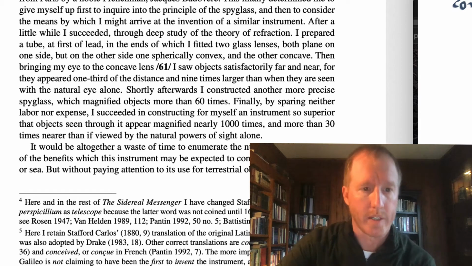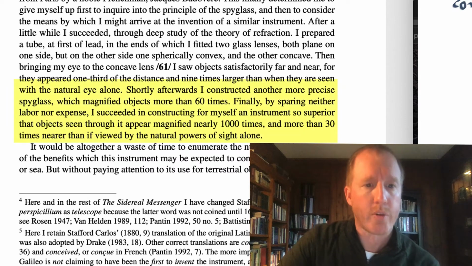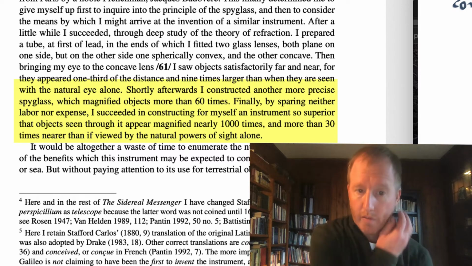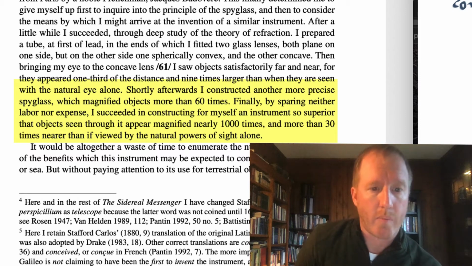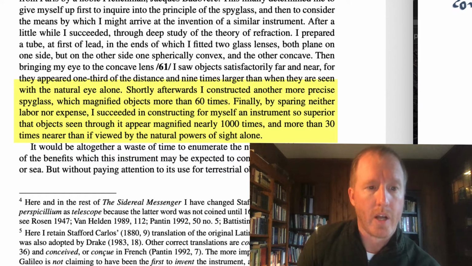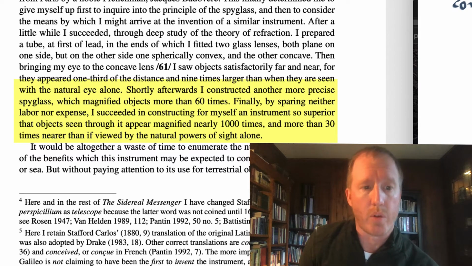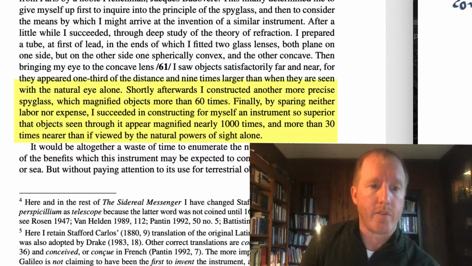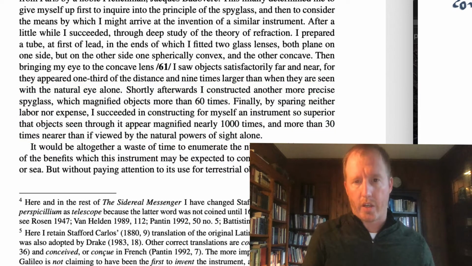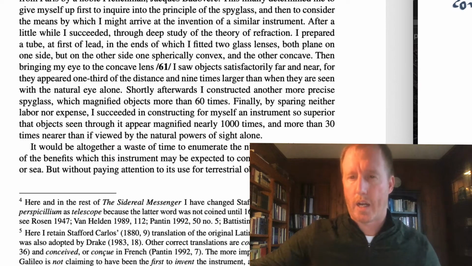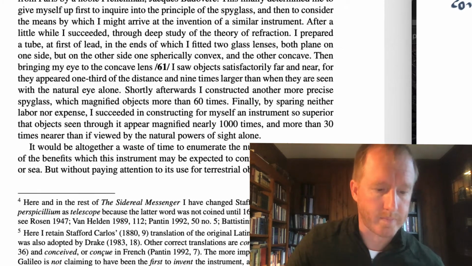Let me continue reading. Shortly afterward, I constructed another, more precise spyglass, which magnified objects more than 60 times. Finally, by sparing neither labor nor expense, I succeeded in constructing for myself an instrument so superior that objects seen through it appear magnified nearly 1,000 times and more than 30 times nearer than if viewed by the natural powers of sight alone. So maybe I'll say a few things about this to talk about how he's arriving at these numbers.